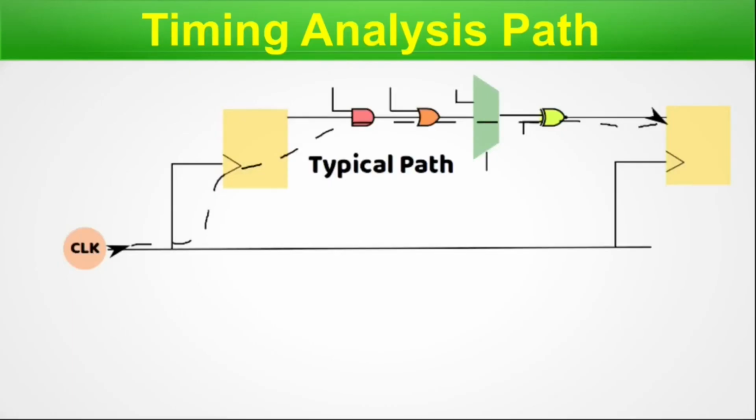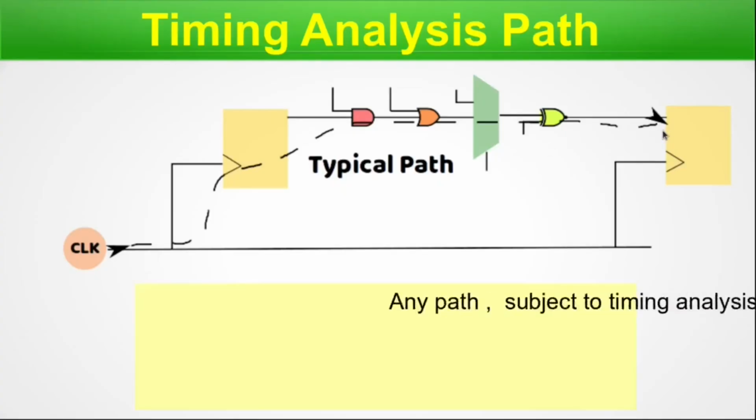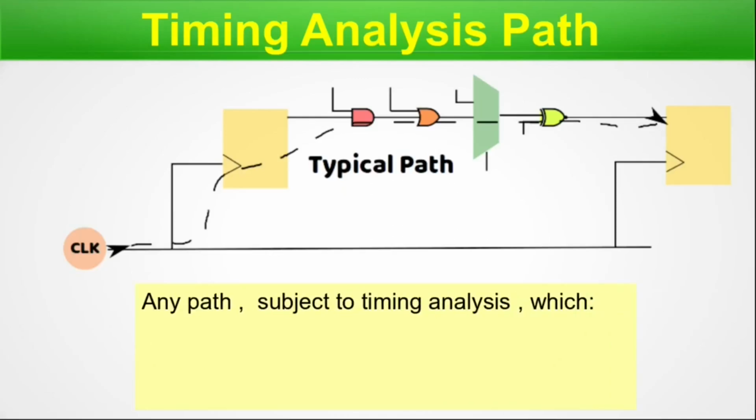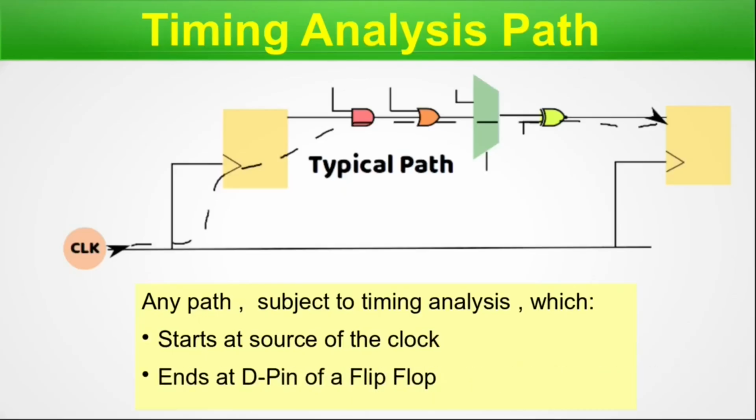So here we have a picture of our timing path, and in this picture we start from the left. Our path starts from a clock, goes through a flip-flop which is yellow color. Let me bring my mouse. So here it starts from the clock, goes through a flip-flop, then it crosses the AND gate, then an OR gate, then a MUX, then an XOR gate, and ends up in the data pin of another flip-flop. Any path subject to the timing analysis which starts at a source of the clock and ends at the D pin or data pin of a flip-flop is called a typical timing path. So we are done with this particular slide.